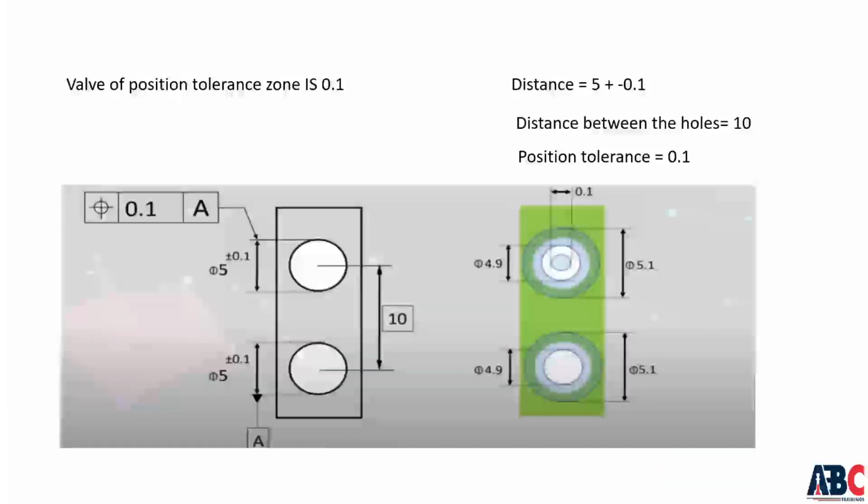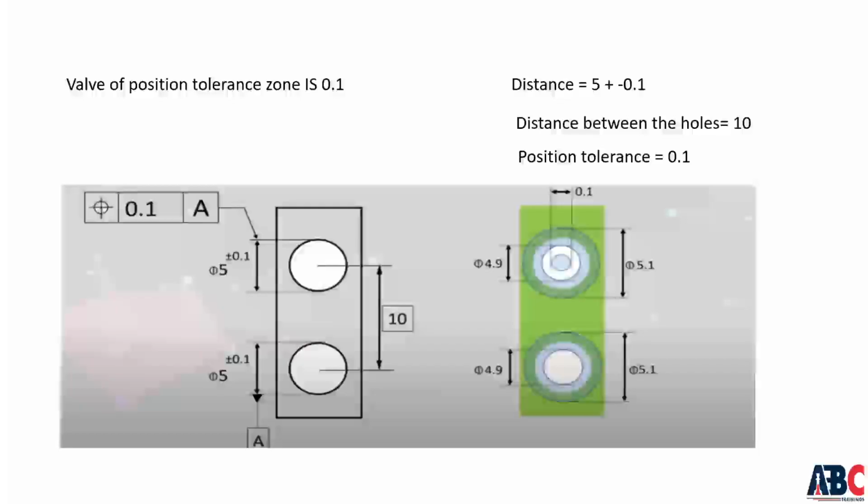If I have this part with these two holes, both have a diameter of 5 plus or minus 0.1 and the distance between the two holes is 10, and I add a position tolerance on the diameter of this hole of 0.1 to datum A, while A is the diameter of the other hole. This would mean that the value of the position tolerance zone is 0.1.